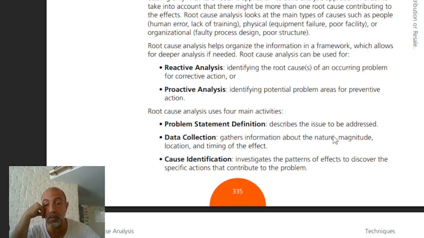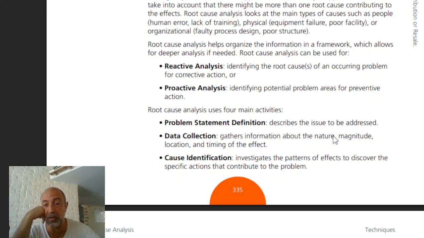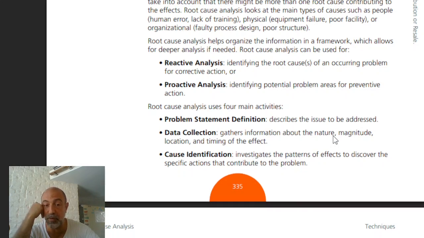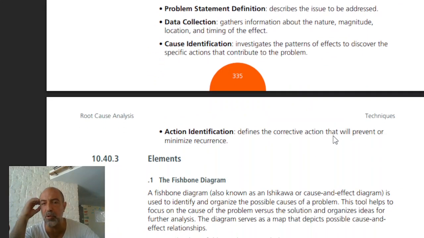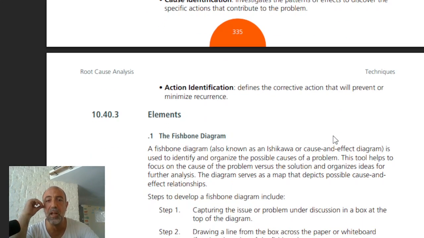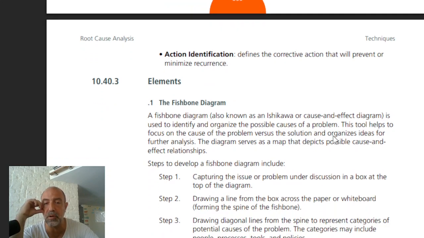Root cause analysis uses four main activities. Problem statement definition describes the issue to be addressed. The data collection gathers information about the nature, and cause identification investigates the patterns of effects to discover the specific actions that contribute to the problem. Action identification defines the corrective action that will prevent or minimize recurrence.